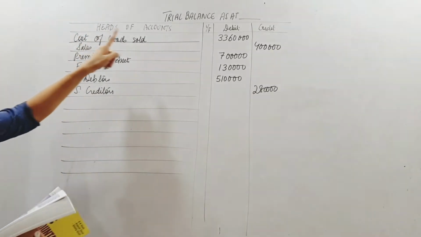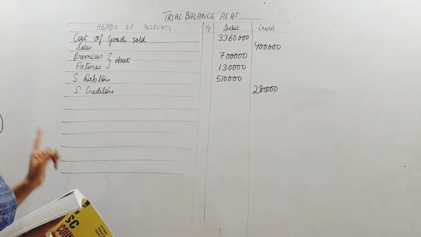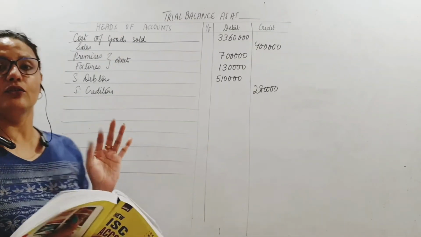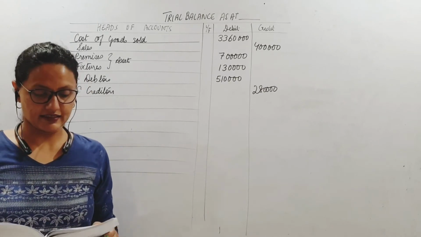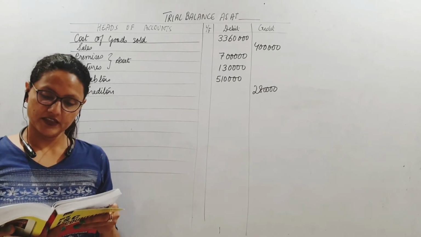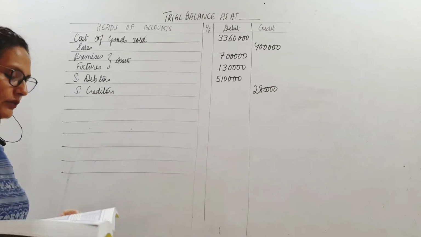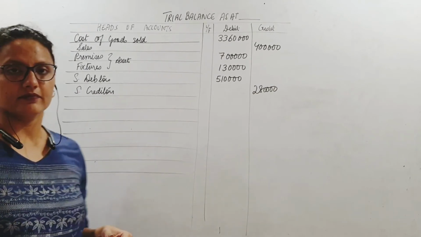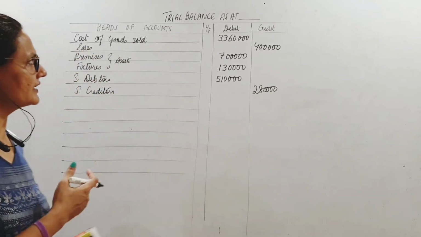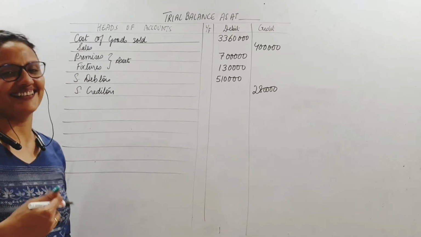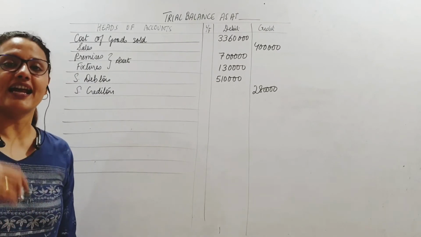So since we have included it here, we will not take opening stock. Please make a note of it. Wherever you are writing, opening stock will not be there. What about closing stock in the same sense? Closing stock also has been subtracted, so we should not take it. It has been subtracted, not added.